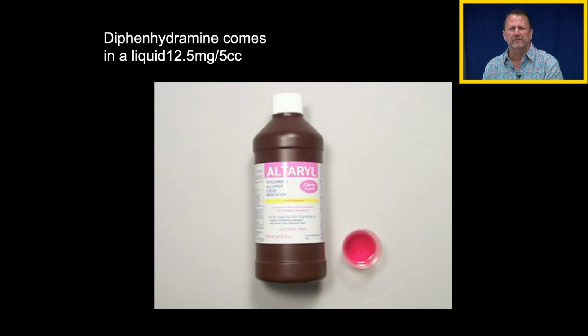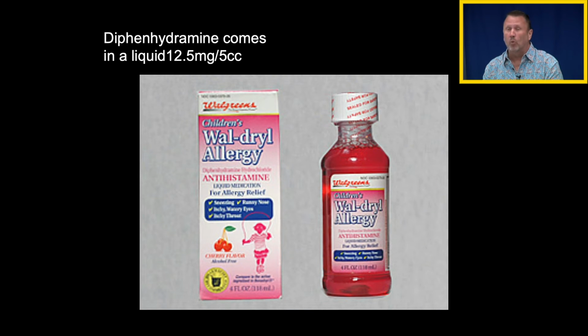Altaril, an alternative to Benadryl. Wow, what a great name. You probably got a Pulitzer Prize for that. What's an Altaril? Benadryl, 12.5 milligrams in 5 cc's. Notice the nice cherry flavor and the red food coloring. Waldrill. What's in Waldrill? Diphenhydramine, 12.5 milligrams in 5 cc's. Notice the red food coloring and the nice cherry flavor.